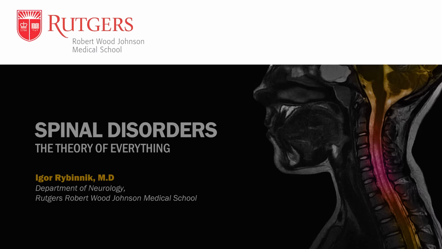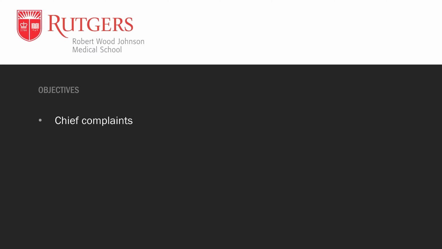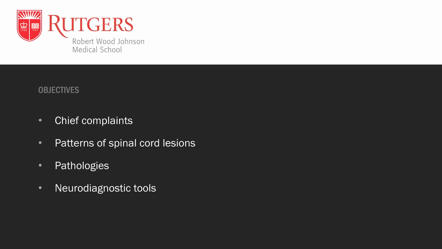So objectives for this talk are to review 6 common chief complaints suspicious for myelopathy, to review spinal cord anatomy, mainly 6 common patterns of cord lesions, and to differentiate between extramedullary, that is outside the cord, and intramedullary, inside the cord lesions, to learn to differentiate 7 major pathological categories, to discuss 5 neurodiagnostic tools, and we'll conclude with a brief overview of available treatments.